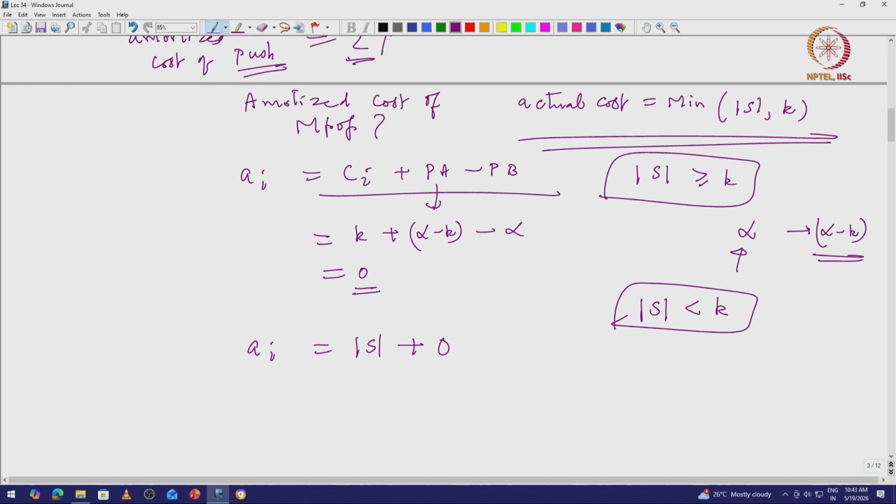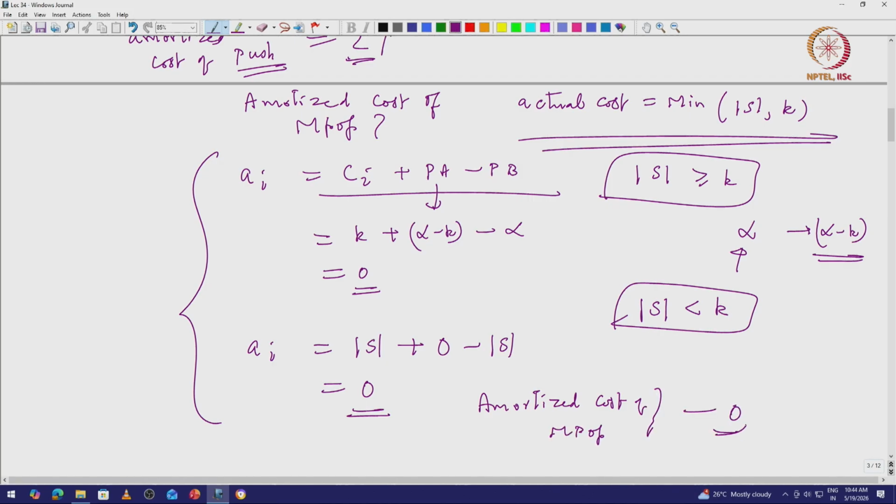Potential after is 0. What is potential before? Cardinality of S, that many elements are there, and this is again 0. So you can see that the amortized cost of multi-pop is 0. Amortized cost of push is 2. That is the reason why it worked.